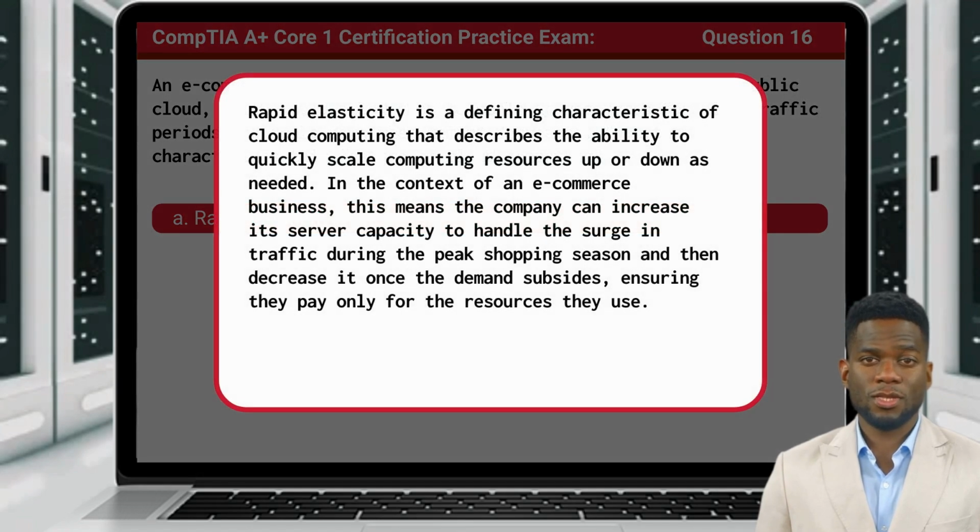Rapid elasticity is a defining characteristic of cloud computing that describes the ability to quickly scale computing resources up or down as needed. In the context of an e-commerce business, this means the company can increase its server capacity to handle the surge in traffic during the peak shopping season and then decrease it once the demand subsides, ensuring they pay only for the resources they use.